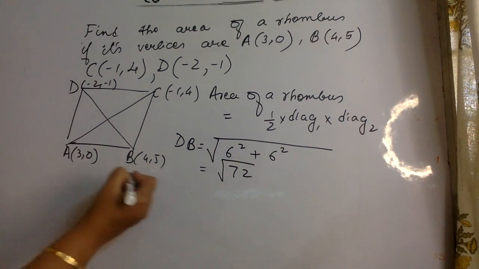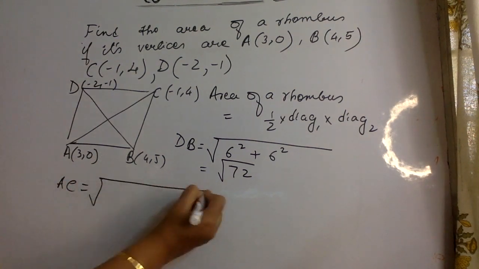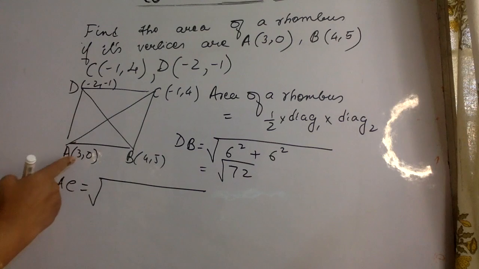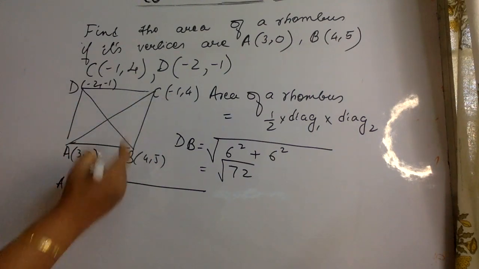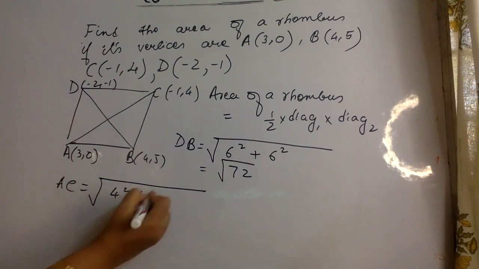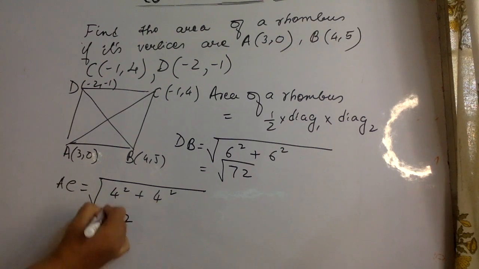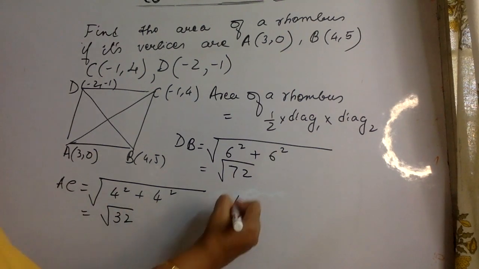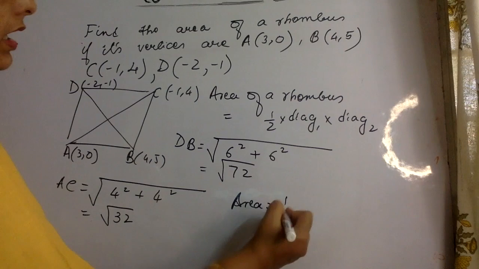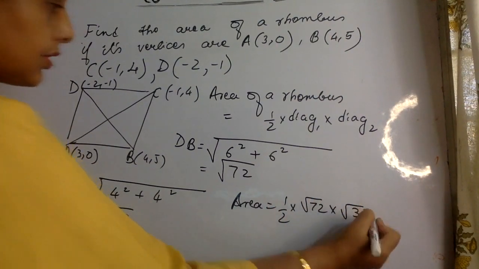Okay, now let's go for AC. AC is, again, this is 3 plus 1. Sign change will be there. 4 square. 0 minus 4, that is again 4 square. So that is 16 plus 16, 32, root 32. Therefore area, now let's find the area. Half into root 72 into root 32.